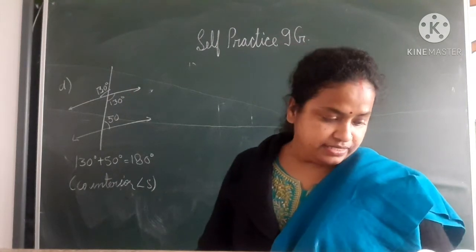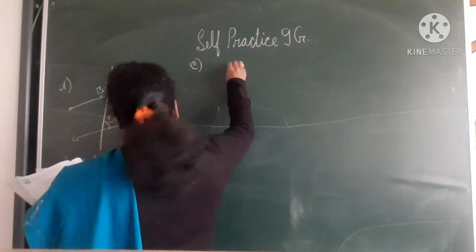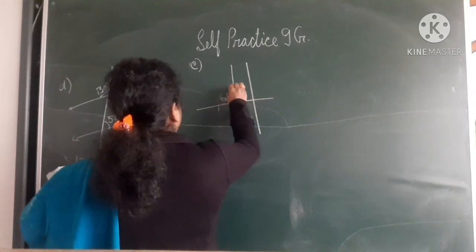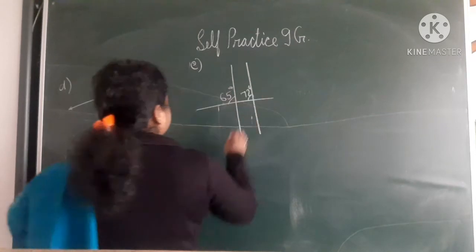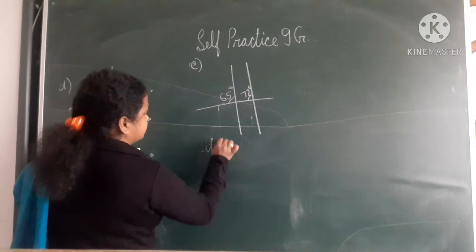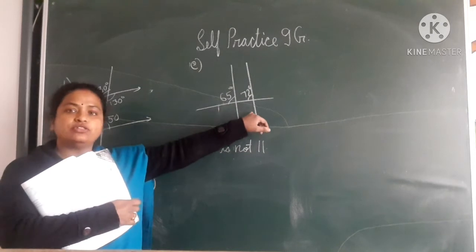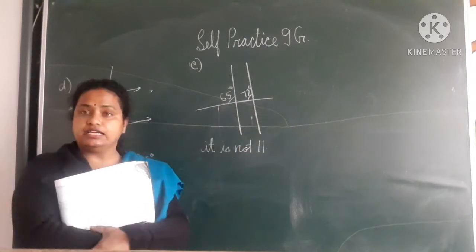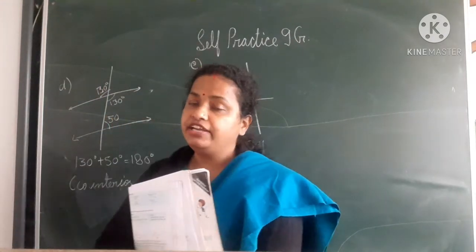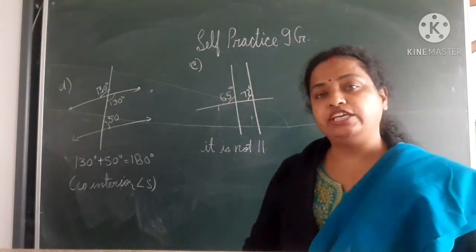Now see the E part. This is 65 degree and this is 72 degree. It is not parallel. Why? Because it should follow the property of corresponding angles, and in corresponding angles both the angles should be equal, meaning both should be 65 degree or both should be 72 degree. So they are not parallel to each other.